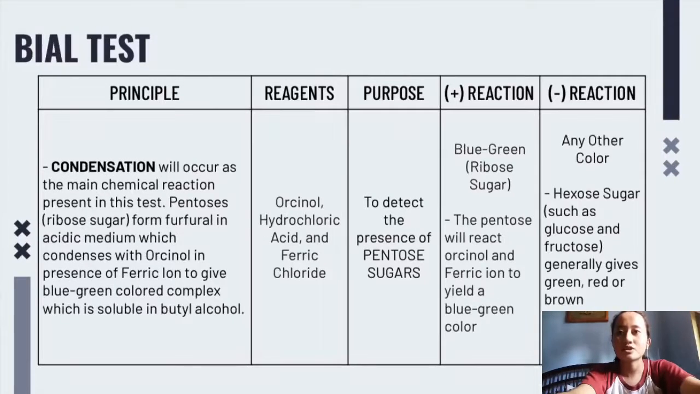Bial test is used to detect the presence of pentose sugars through a process called condensation. The reagents used are orcinol, concentrated hydrochloric acid, and ferric chloride. A positive reaction would yield a blue-green color for ribose sugar, and a negative reaction generally gives a green, red, or brown color for hexose sugars such as glucose and fructose.